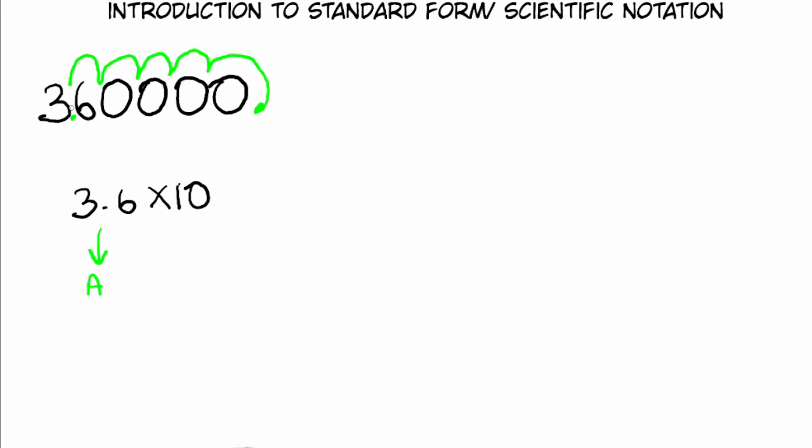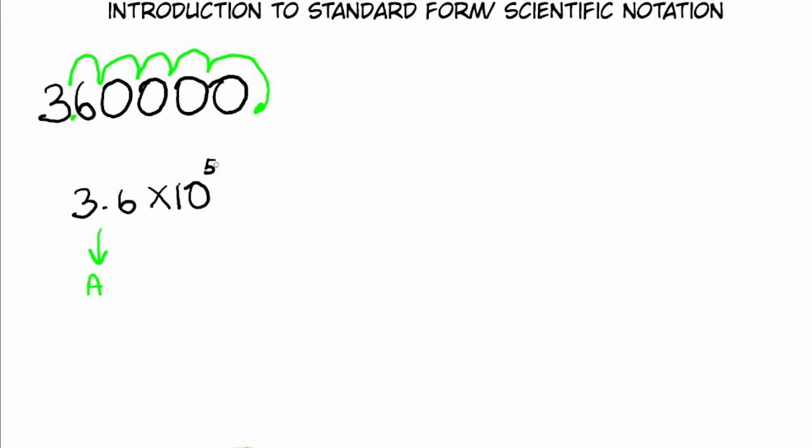The next thing we need to know is, is our n value going to be positive or negative? Remember, if the original number is greater than 1, the n value is positive. Is this number greater than 1? Yes. 360,000, the original number, is greater than 1. As such, our n value is positive. So our final answer in scientific notation or standard form is 3.6 times 10 to the 5th power.